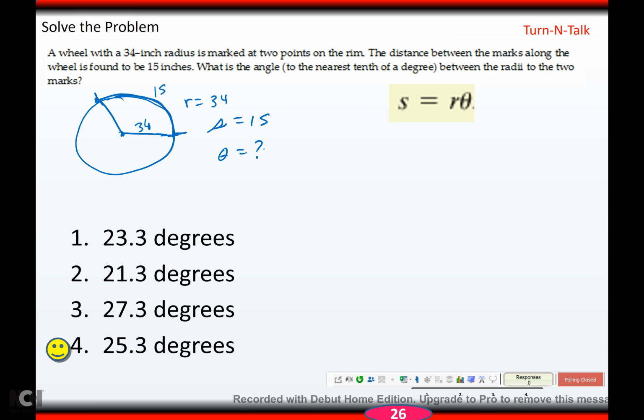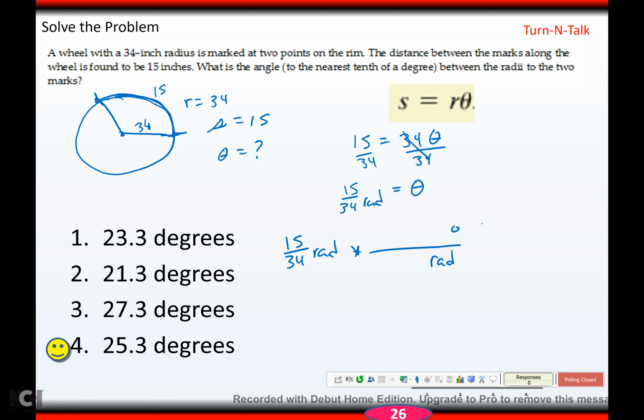Alright, so if I set it up, 15 equals 34 times theta. To get theta alone, divide by 34, and theta equals, I don't think I can reduce that. Nope. 15 over 34 radians. So I've got to turn that into degrees. To get rid of radians, I put it on the bottom. I want degrees on top. 180 degrees, pi radians. Radians cancel, and I end up with 15 times 180 over 34 times pi degrees.